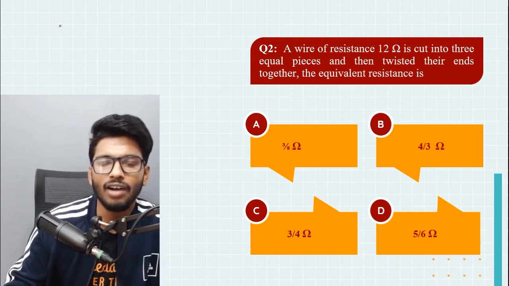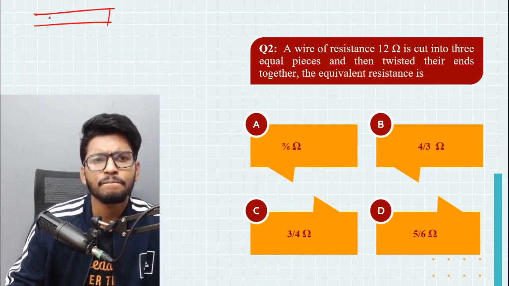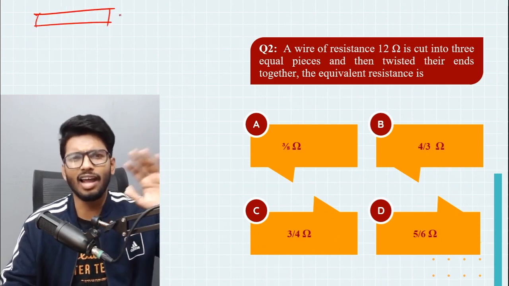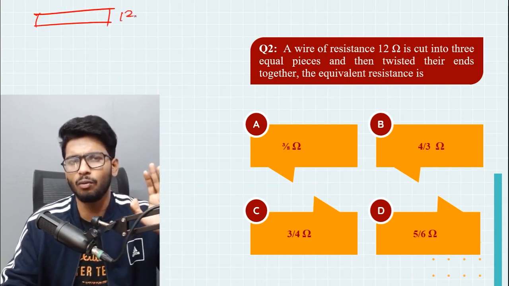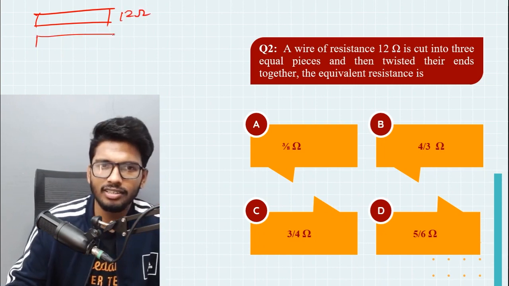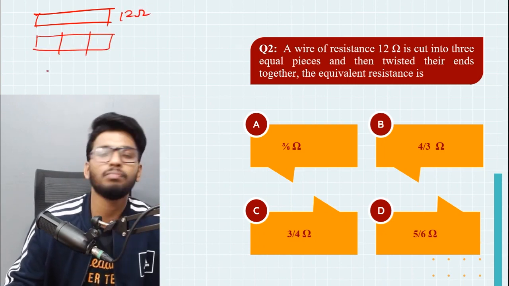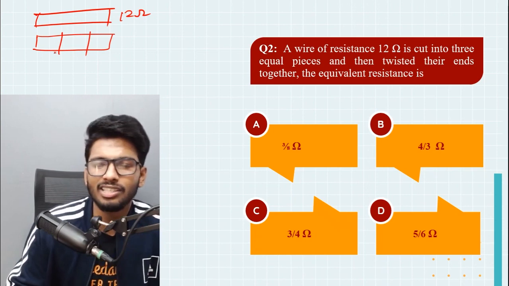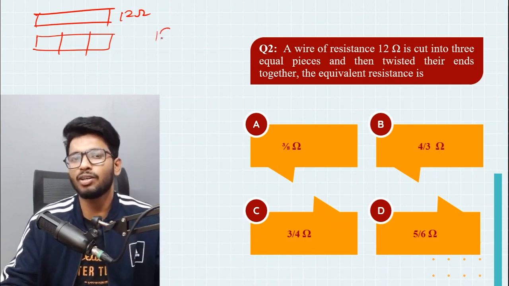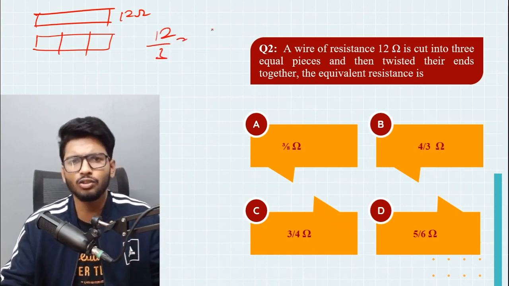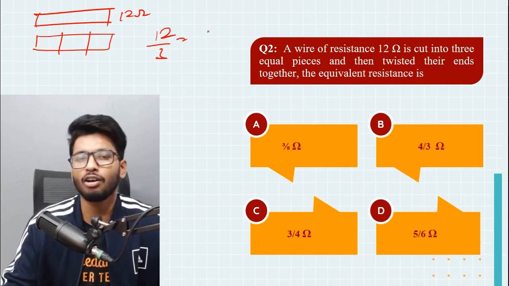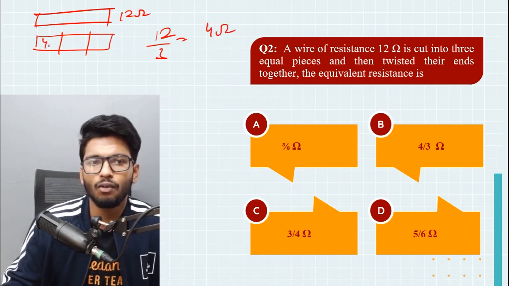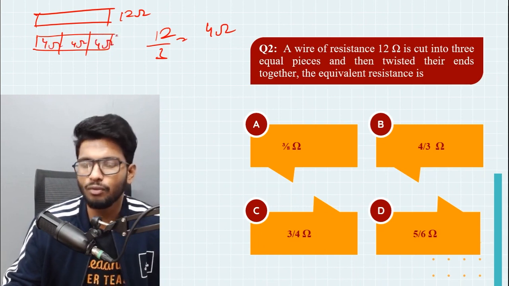So here is the fact, guys. You have a wire, right? The total length of the wire is whatever, and this wire has a resistance of 12 ohms. Now what I'm doing is that I'm just dividing this wire into 3 equal parts. So if I do that, what will be the resistance of each part? Then it'll be nothing but 12 by 3, because it's divided into 3 parts. The resistance of each part of it will be nothing but 4 ohms. So this is 4 ohms, this is 4 ohms, and this is also 4 ohms.